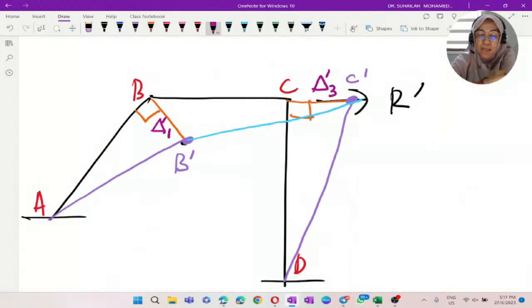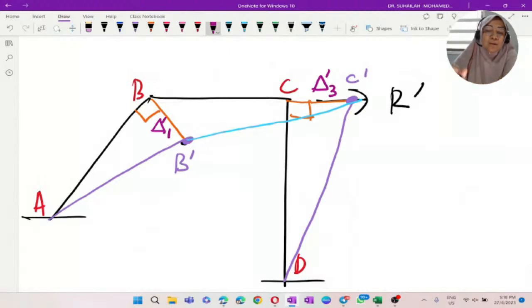Member AB is member 1. Member BC is member 2. Member CD is member 3. So we will use delta 1 prime for AB, delta 2 prime for BC, and delta 3 prime for CD.